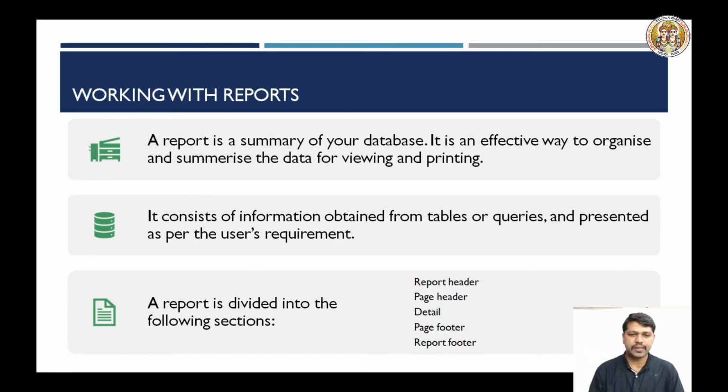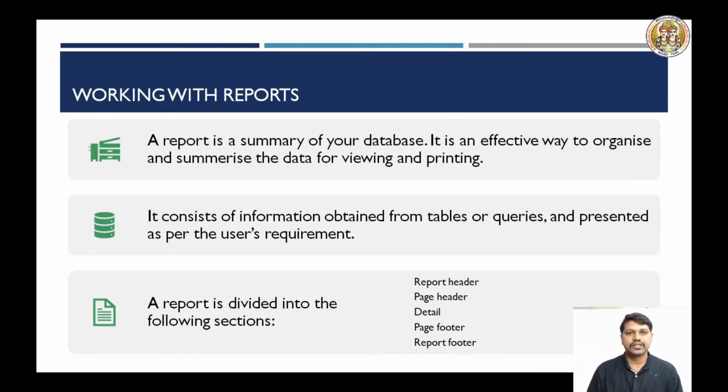The next is, a report is divided into the following sections. So what are the sections? One is a report header, page header, details, page footer, and a report footer. In a report header, we can add the title of your report or a logo or organization name. And in the page header, the headings can be added. And the details is the main working area, so all the records are available in this section.